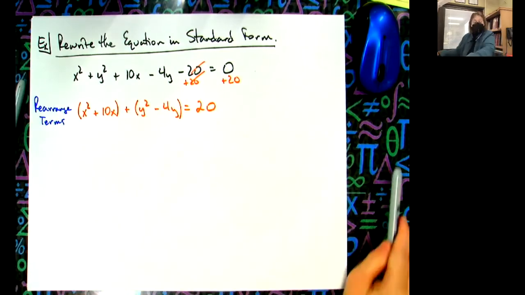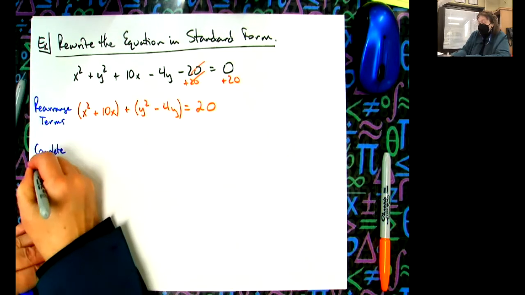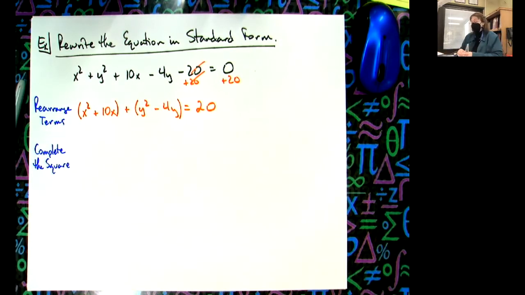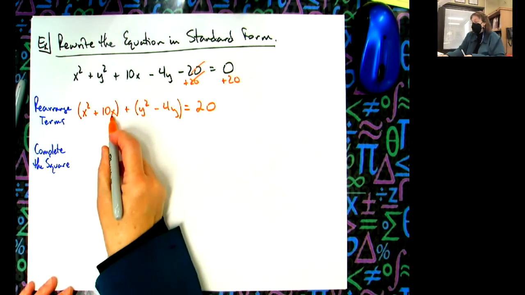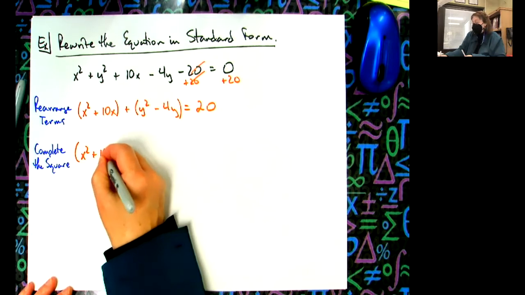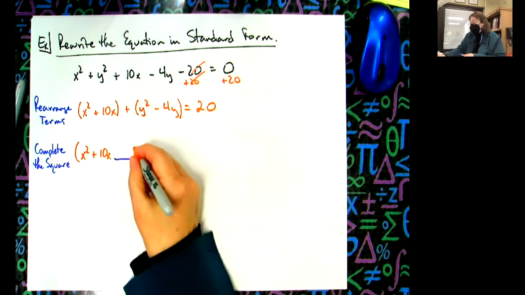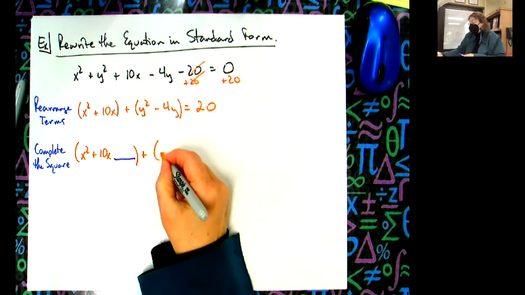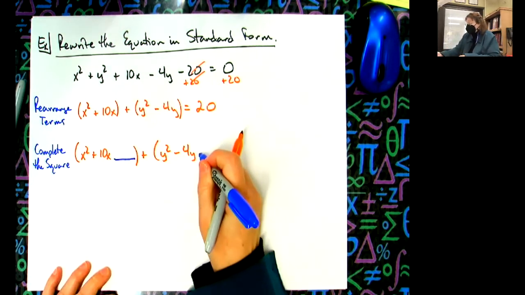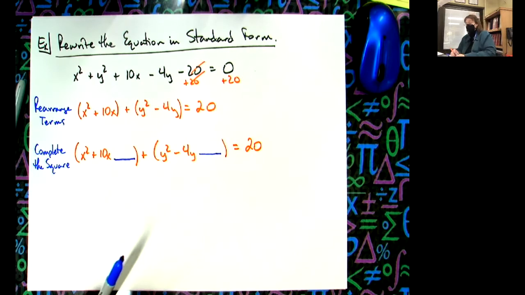All right, so now I'm going to complete the square. I'm going to make my perfect square trinomials. This I'm going to turn into a trinomial. This I'm going to turn into a trinomial. So I'm going to go x squared plus 10x, and then I need to put something right there in order to make it a perfect square trinomial. So I also need to do it on the y. So y squared minus 4y, and then I need to put whatever goes right here that's going to create that perfect square trinomial.